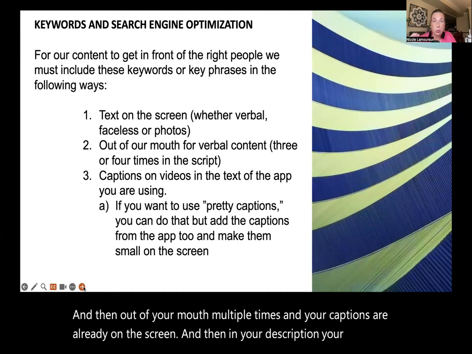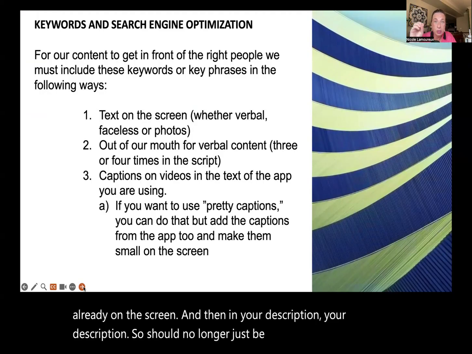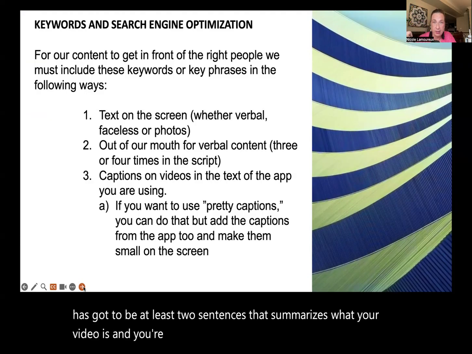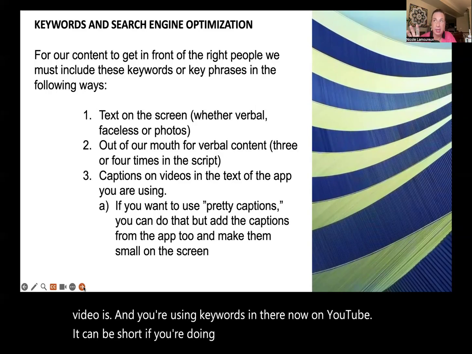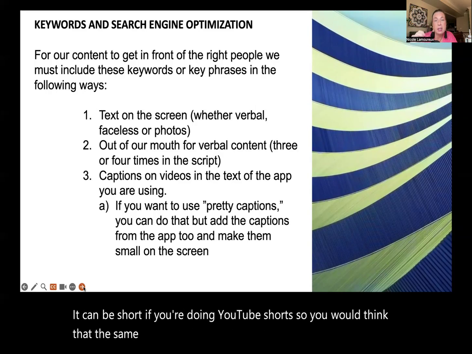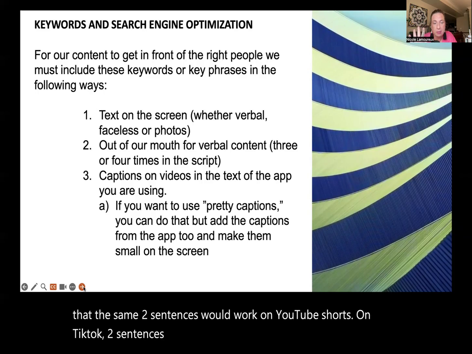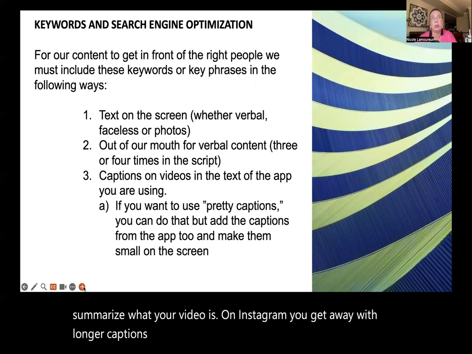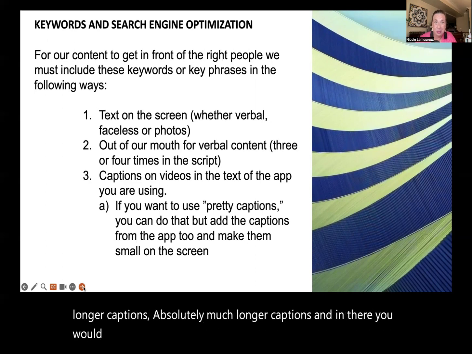Your description should no longer just be hashtags. Your description has got to be at least 2 sentences that summarize what your video is, and you're using keywords in there. Now, on YouTube, it can be short if you're doing YouTube Shorts, so the same 2 sentences would work. On TikTok, 2 sentences, 5 sentences at the max, of keywords that summarize what your video is. On Instagram, you get away with much longer captions, and in there you would still use keywords to pack those in your descriptions.